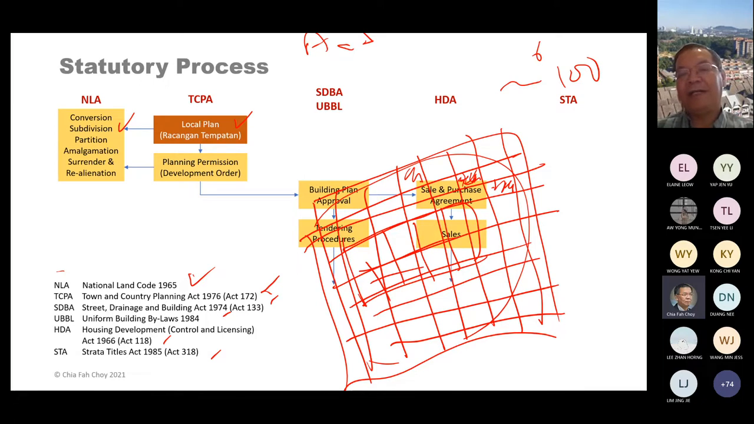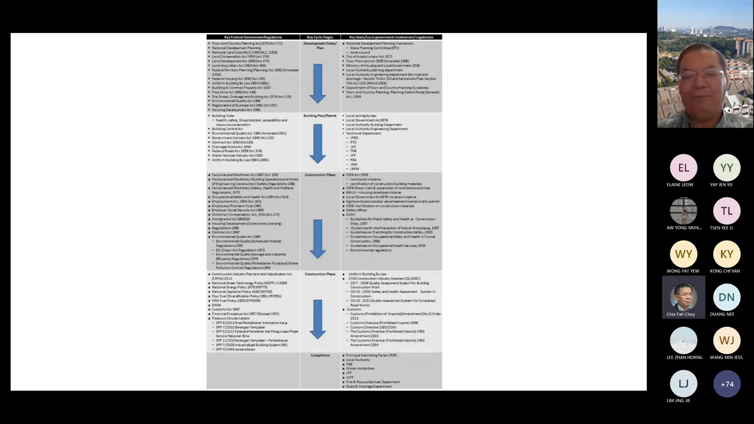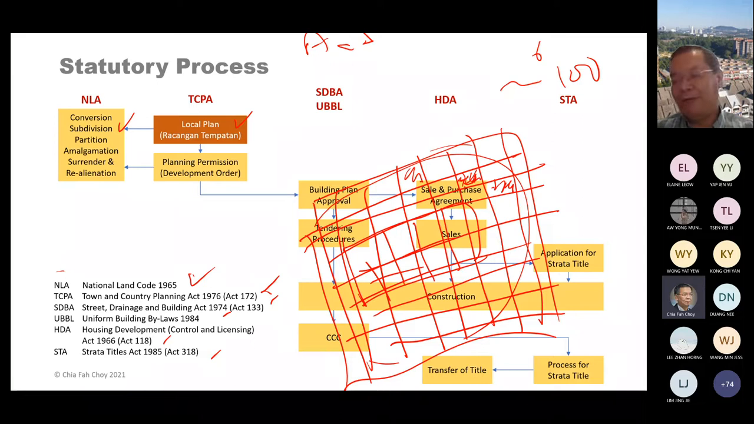And after the tender is carried out, you carry out the construction, and the sales will continue. So once any property is sold, then you have to start to apply for the strata title. So this one, what I showed just now, is a strata title. And when the project is complete, when you get the CCC, the completion of the project, then you can start to process the strata title, and then the developer has to transfer the strata title to the lawful buyer. So that is the whole process involved in the development.